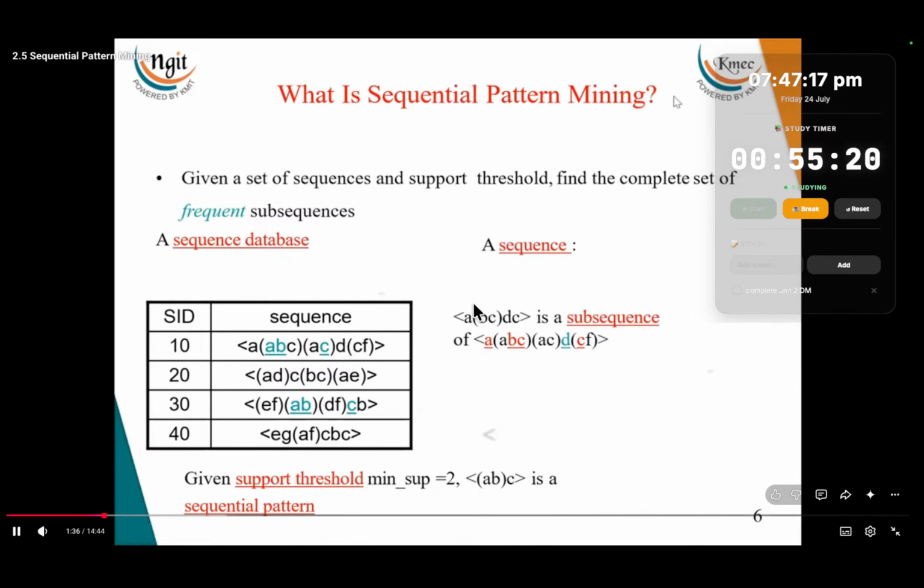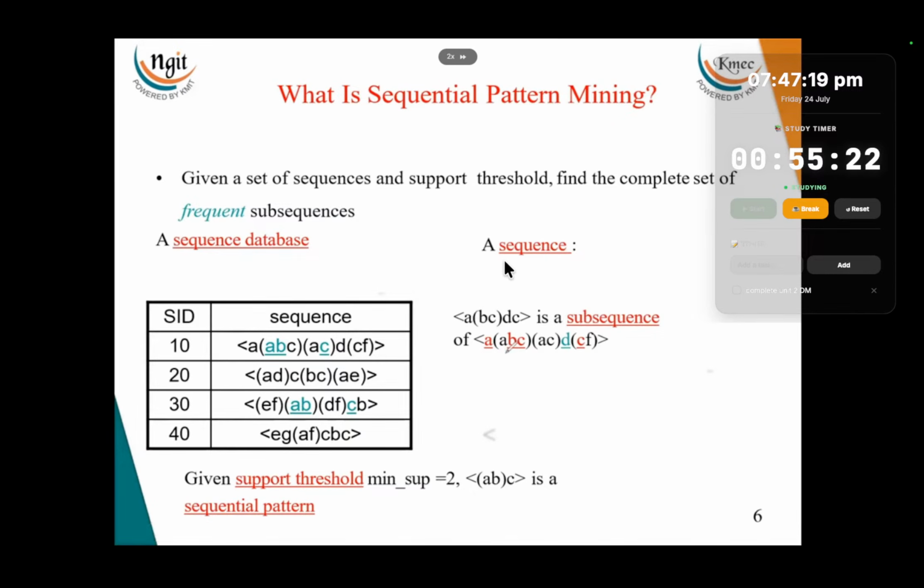Now, when you look at that, you can see some of the elements are placed in brackets and some of the elements are placed without the brackets. If any element is placed within the brackets, it means that they come under the same sequence. If it is represented without the brackets, it means that A can be in one sequence and B can be in another sequence.